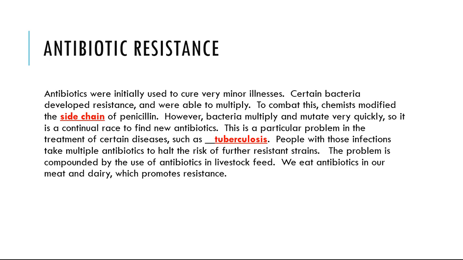Now, antibiotic resistance is a huge, huge problem, and there's a whole host of causes for this, but one is that antibiotics were initially used to cure really minor illnesses. You have to imagine when we've never had a cure for things like sepsis or even things like strep throat, all of a sudden when antibiotics appeared, people were really, really enthusiastic about them, so used them for just everything. And as a result, certain bacteria developed resistance and then were able to multiply. So chemists modify the side chain, and they've modified it many, many times in many, many ways, but bacteria multiply and mutate very quickly, so we're sort of in a continual race to find new antibiotics.